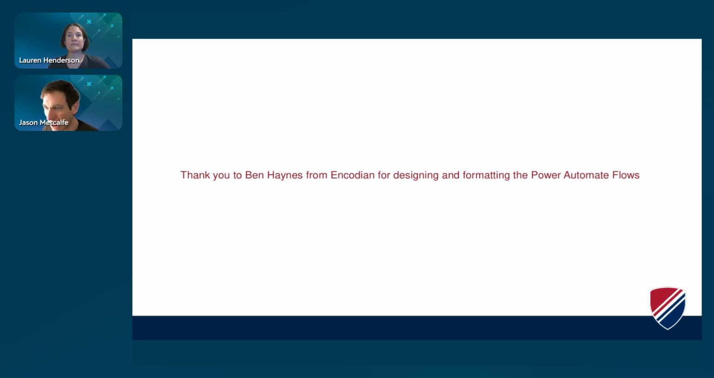Great. And Vicky, I'll just go through these in the order that they're asked. Vicky asks, do you use Encodian in this flow? Hi, Vicky. We didn't actually use any Encodian products in this flow, but it was Ben Haynes, who is the Power Platform lead at Encodian, who I worked with personally to build this out and format the flow and the information.